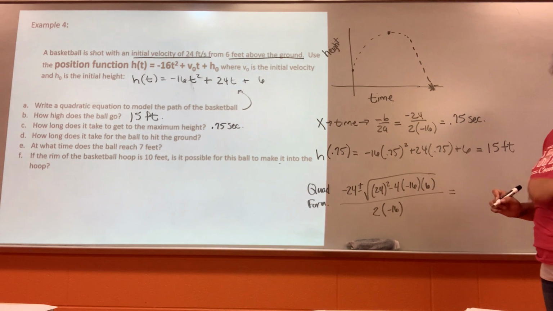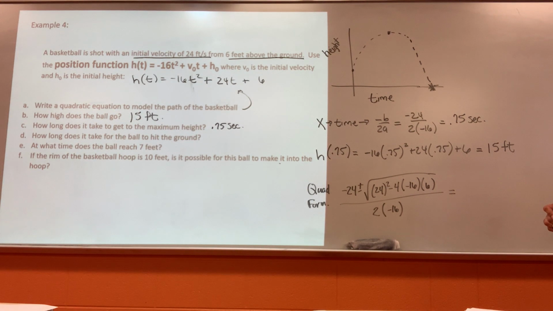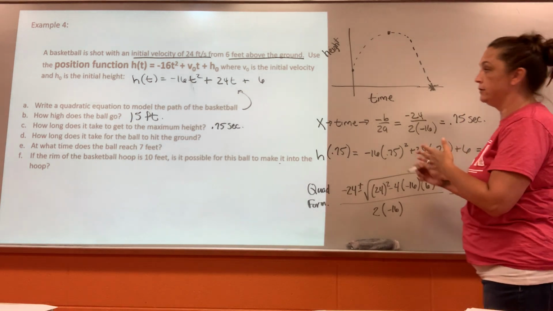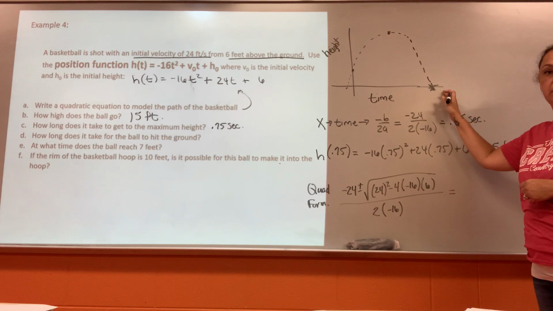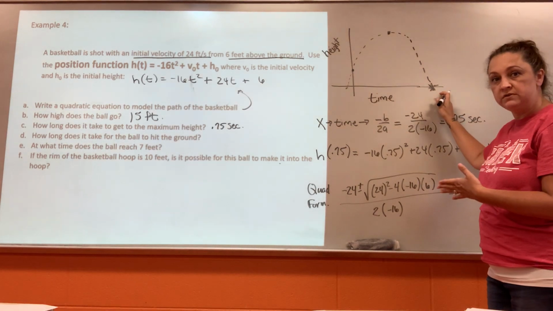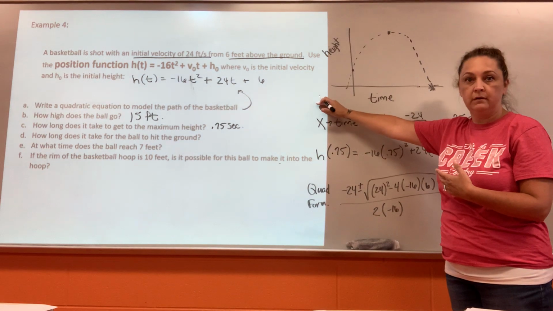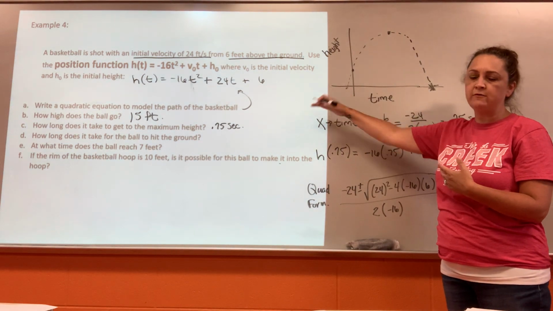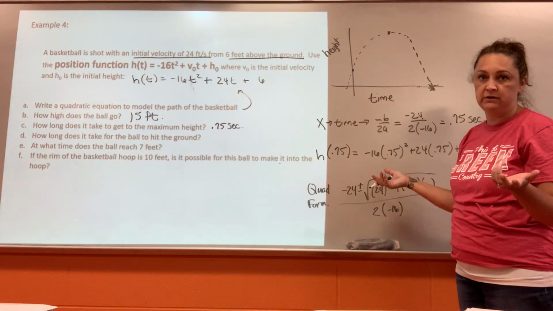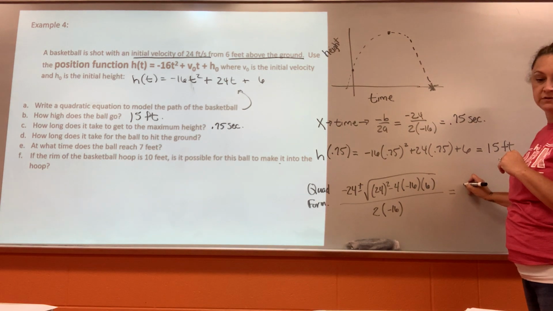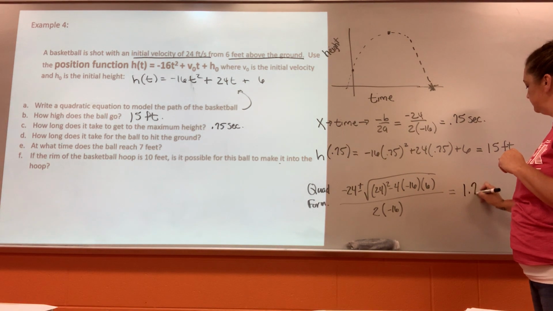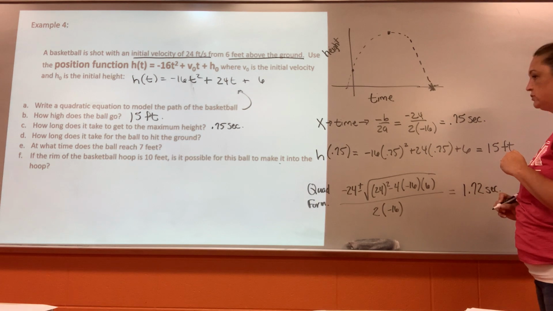When you plug that into your calculator and do your calculations, you're going to get a negative value, that would be back here, and a positive value. Does it make sense to use the negative answer for time? No. We can't travel backwards in time. We don't have a time machine. So we're only going to use the positive solution, which is 1.72 seconds. I think that's right. Make sure you can get that.